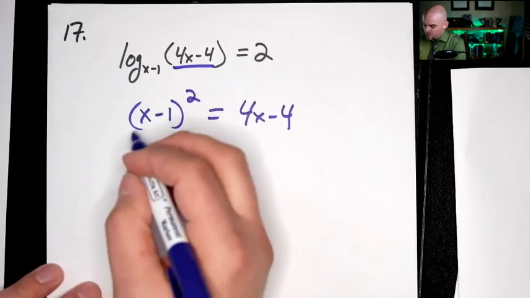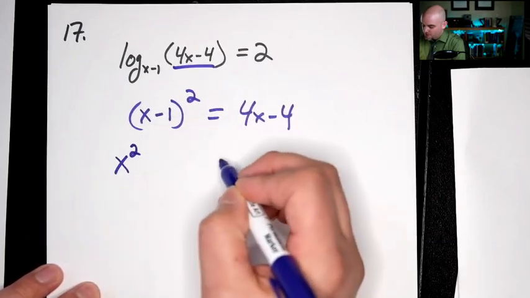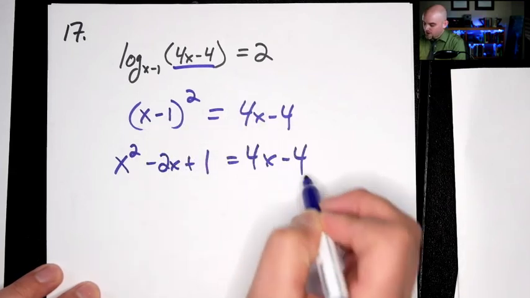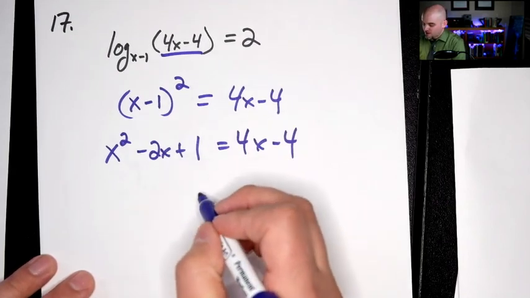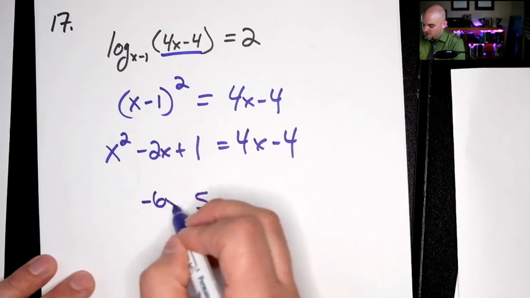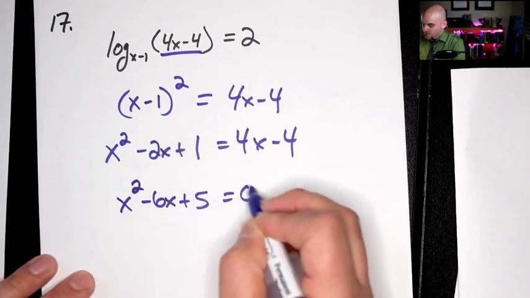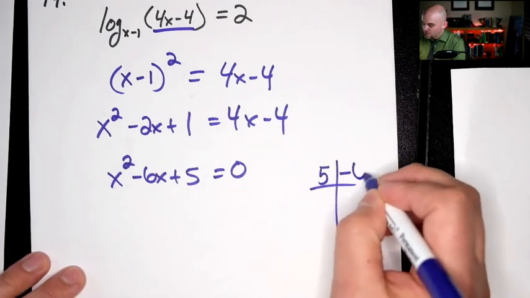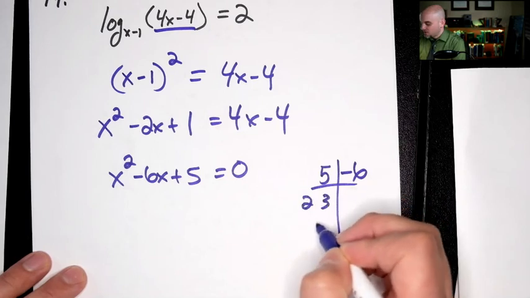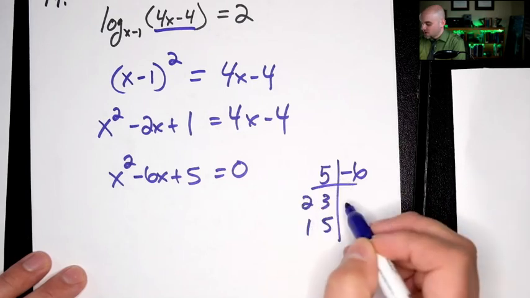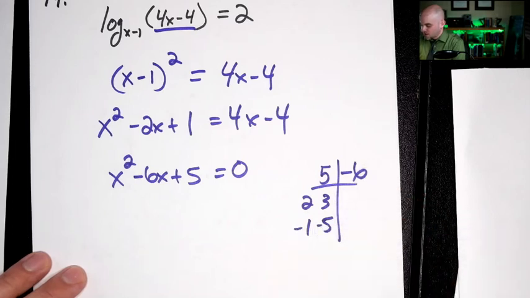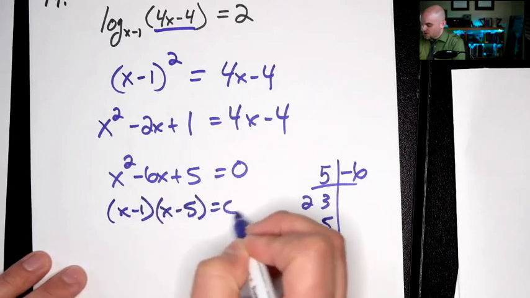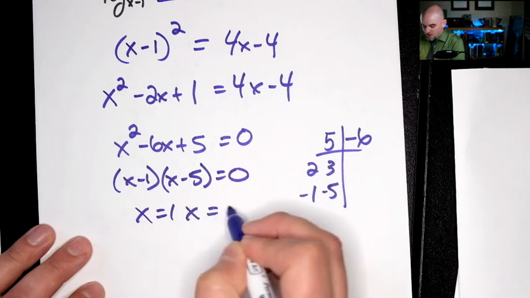X minus 1 squared, I'm going to do my shortcut for a binomial squared. Square the first term, square the last term, multiply the two and double it, and that equals 4x minus 4. Add 4 to both sides, I get a 5 there. Subtract 4x from both sides, I get a negative 6 there, and all that equals 0. Let's see if that factors. I want factors of 5 that add up to the middle term, negative 6. I've got 2 and 3. Nope. 1 and 5. 1 times 5 is 5, but it doesn't add. Let's see. Make them both negative. The leading coefficient is 1. It simplifies to this right here. So x equals 1 and x equals 5.